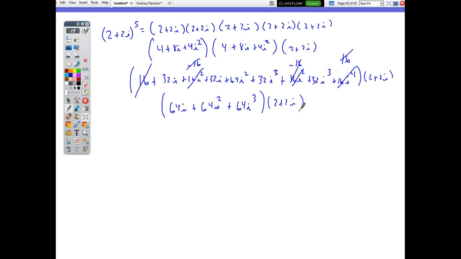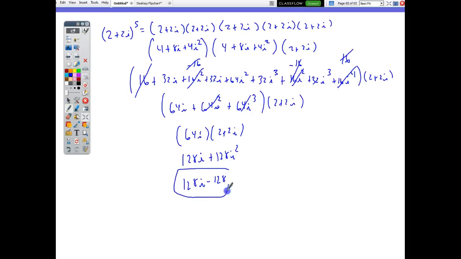Or the 64i squared, that's going to be negative 64. Negative 64i, so these two cancel out. Yeah. So I get 64i times 2 plus 2i. So I put the 2 in there, I get 128i plus 128i squared. So 0. And that would be negative 1. So this becomes 128i minus 128, not 0. Yeah, I know. Good?